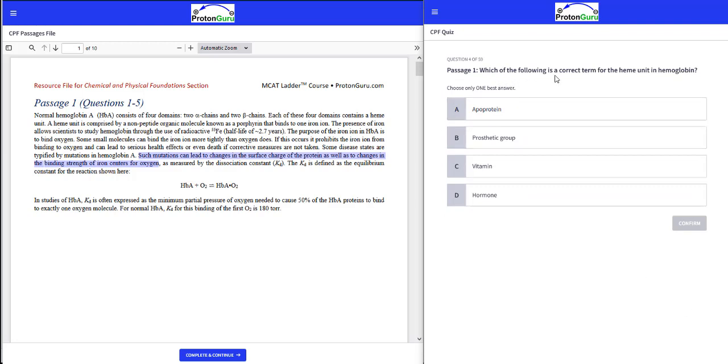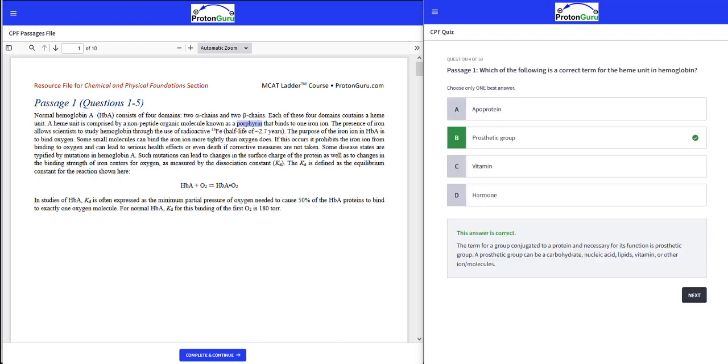Question 4 asks which of the following is a correct term for the heme unit in hemoglobin. Now you probably know that the heme unit is the unit that has the iron bound to it and allows the protein to bind oxygen because it's such a common protein. But it does mention in this passage what the role is as well. You probably also know that the heme is not made out of amino acids. It's made out of a unit called a porphyrin that binds the iron. When you have a group like that, you have what is called a prosthetic group. It's a group that is not made of amino acids, but it is still necessary for the enzyme or protein's function.